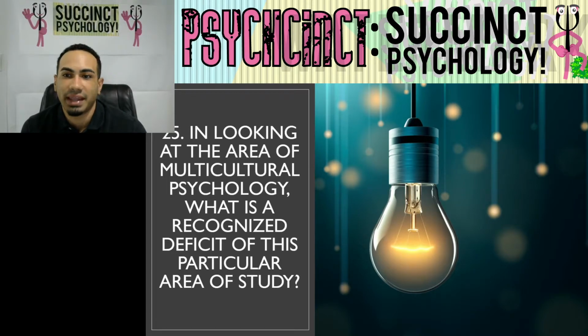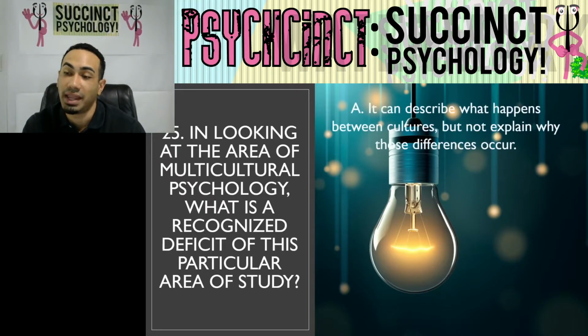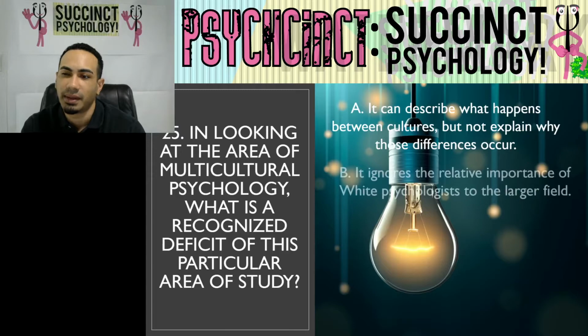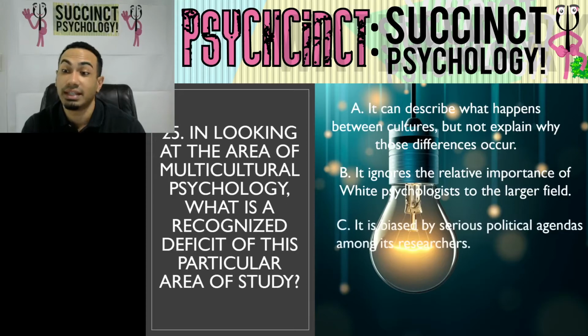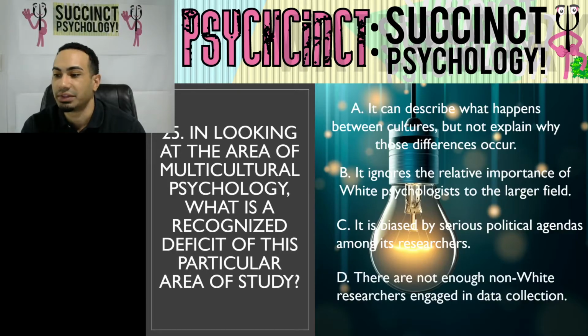Alright. In looking at the area of multicultural psychology, what is a recognized deficit of this particular area of study? We have A, it can describe what happens between cultures, but not explain why those differences occur. B, it ignores the relative importance of white psychologists to the larger field. C, it is biased by serious political agendas among its researchers. Or D, there are not enough non-white researchers engaged in data collection. Alright, this one's a little loaded, so I'll give you a second to think about that. A recognized deficit of multicultural psychology.